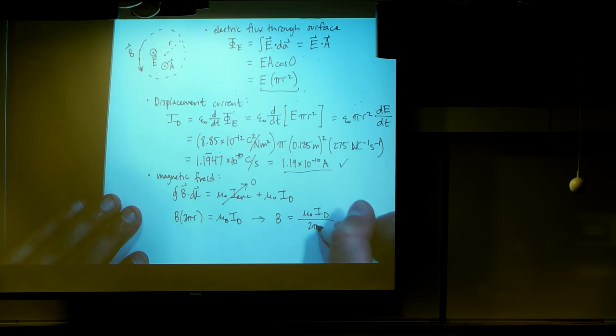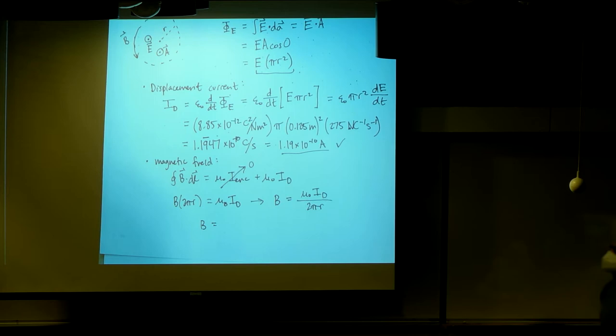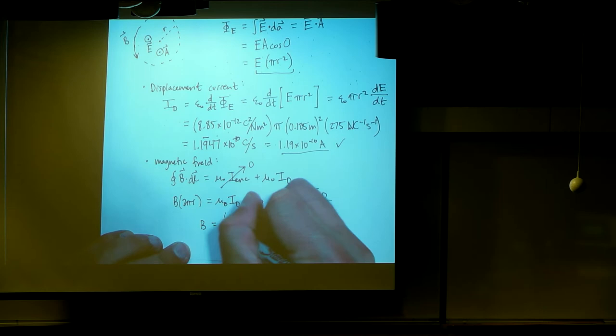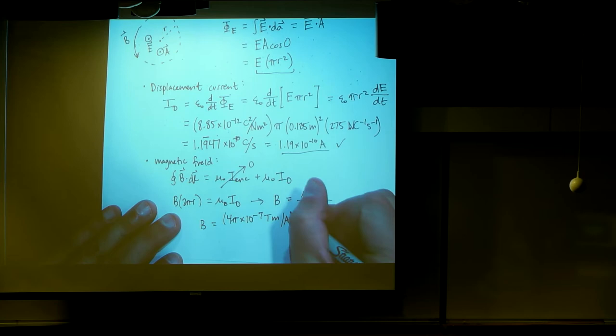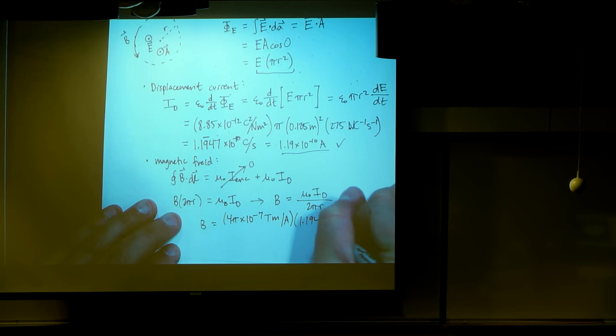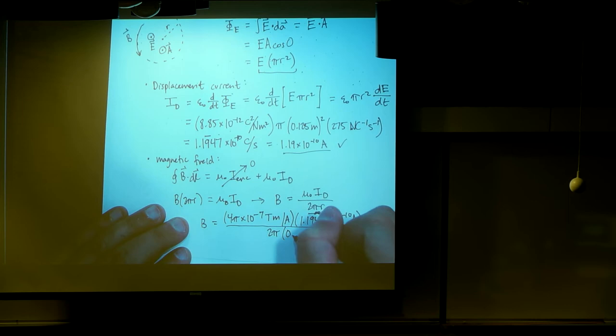So let's put in the numbers. What we have is mu naught. Does anyone remember the value of mu naught? 4 pi times 10 to the minus 7, in Tesla meters per amp. What's I_D? That's what we found over here. That's 1.1947, with 3 sig figs, times 10 to the minus 10 amps. And then we divide that by 2 pi R, where R is again this radius, which is 12.5 centimeters or 0.125 meters.